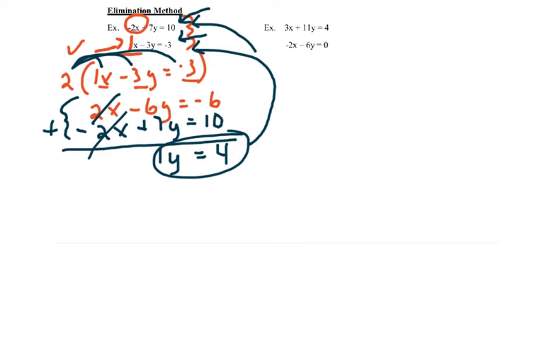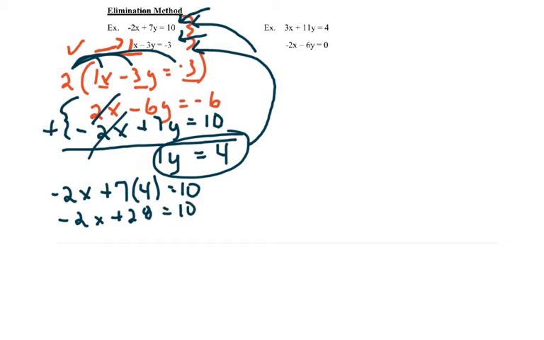Let's take a look at plugging that value into the top equation. So when I rewrite my negative 2x, that's my top equation, plus 7, and now we know what y equals, so we're plugging that 4 in for our y, so it's 7 times 4 equals 10. Now we get negative 2x plus 28 equals 10. I'm going to subtract my 28 to both sides.